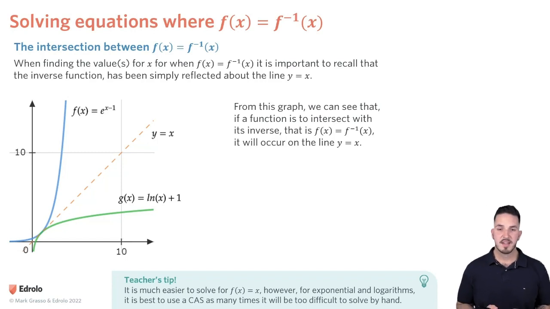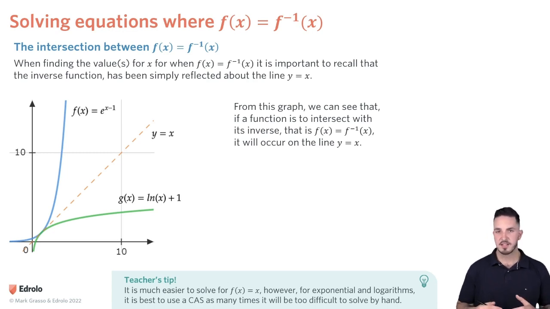Solving equations where f of x is equal to the inverse. Essentially what this does is you're finding the intersection between the original graph and the inverse of this particular graph. So when finding the value or values, again, you can have multiple intersection points depending how your graphs are translated. It is important to recall that the inverse function has been simply reflected about the line y equals x. So from this graph, we can see if a function is to intersect with its inverse, it will actually occur on the line y equals x.